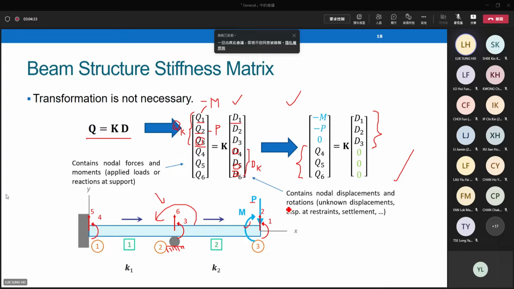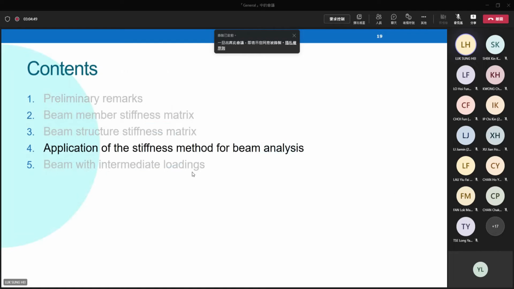So you can see that the procedure is quite similar to truss, except that we use a different stiffness matrix. Solve the matrix equation. Try our best to do so. This is how we can use our structural stiffness matrix to solve our problems.